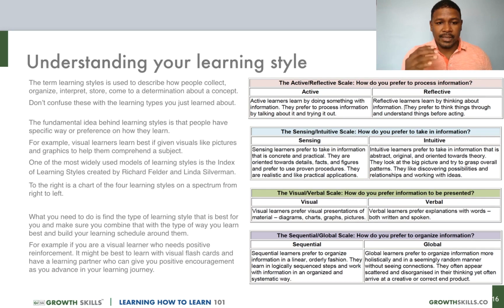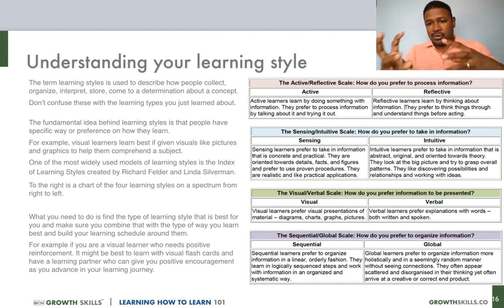To the right is a chart of four learning styles on a spectrum, from left to right, right? So active and reflective are on the same spectrum. Sensing and intuitive, same spectrum, but some people are more active or reflective. And there's also a blend, right? You could be active and global, or a little bit reflective and visual, and like that, right? So I'll talk through some of them, and you can read the information here, of course.